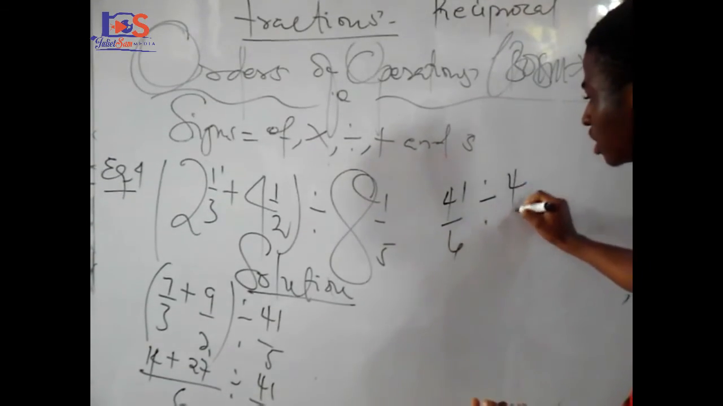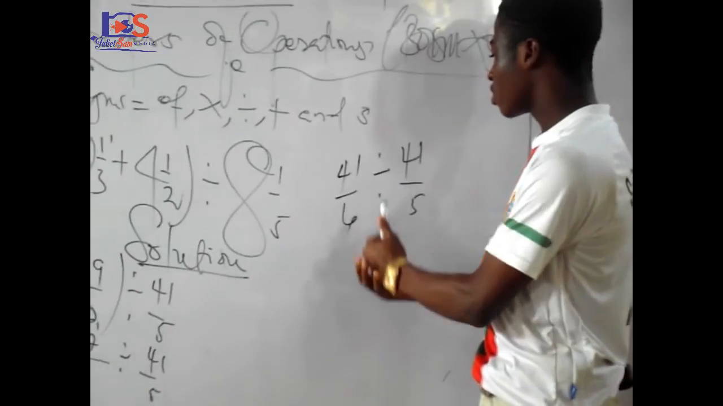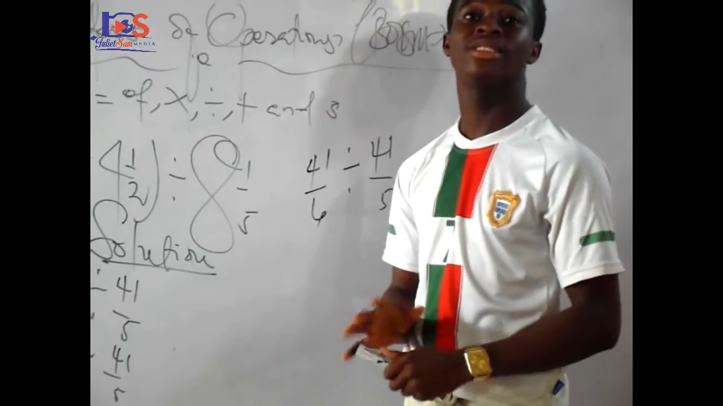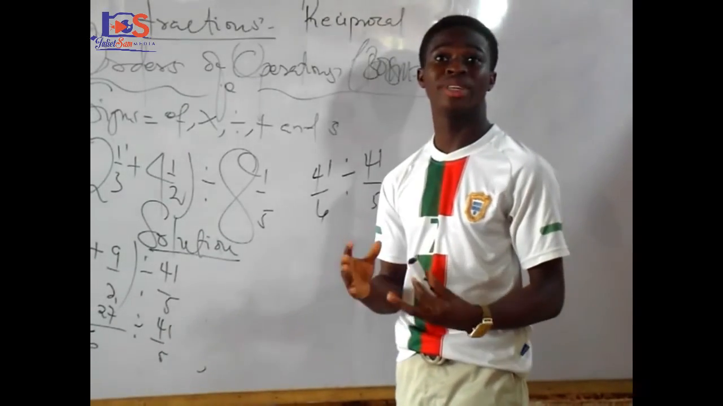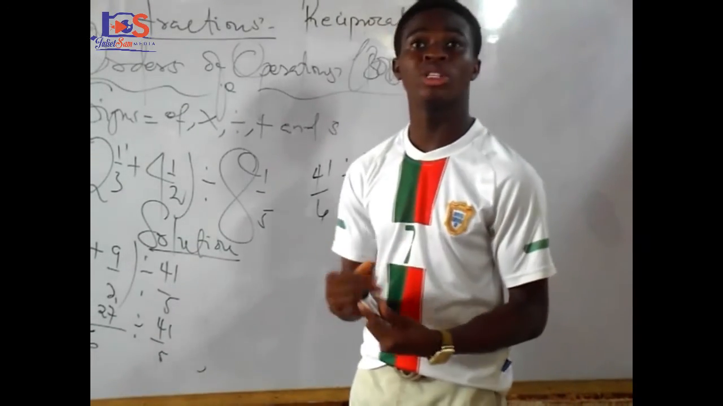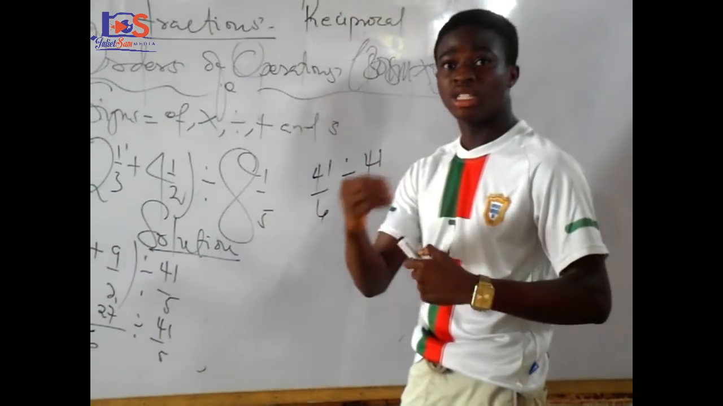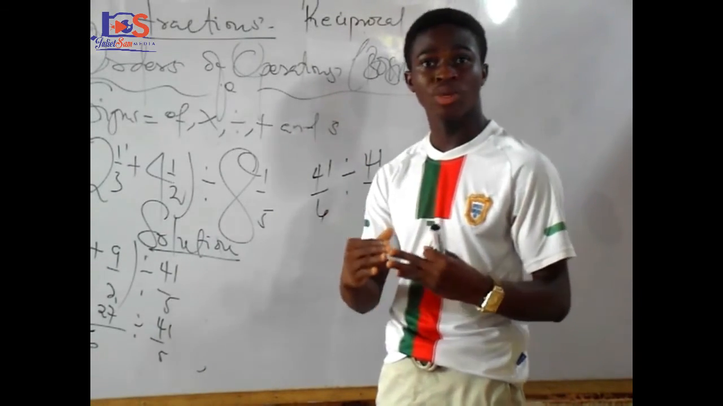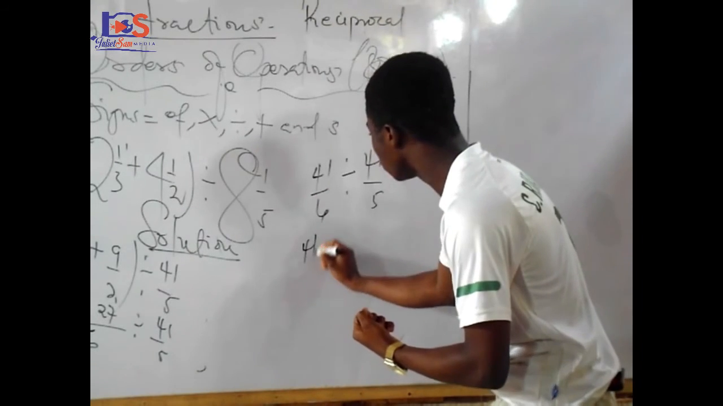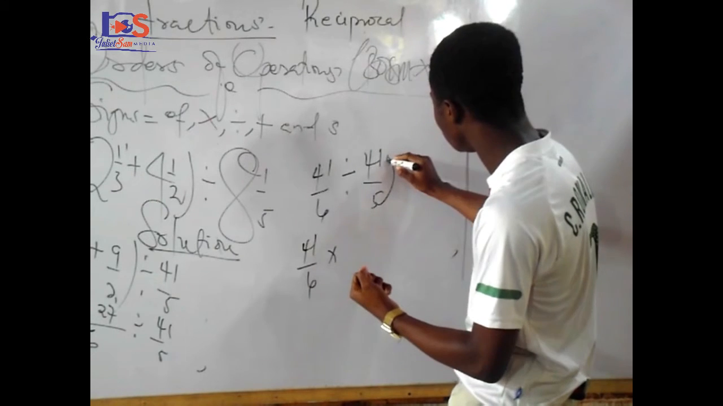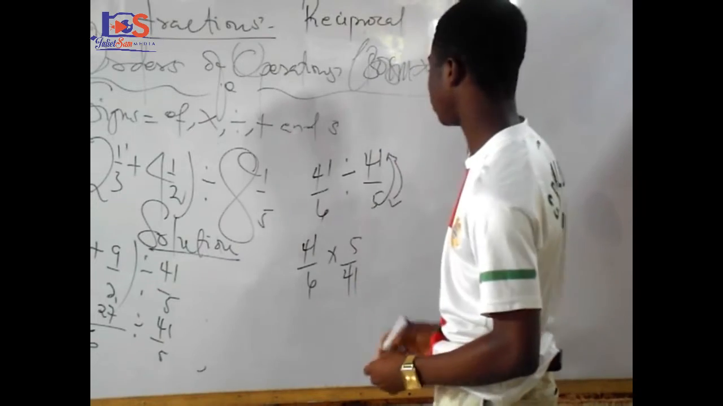Divided by 41 over 5. We want to simplify 41 over 6 divided by 41 over 5 in its lowest form. How do you do that? Unless we change the division sign to multiplication first. And in changing division to multiplication, I told you we need to reciprocate the right-hand side fraction. This is a situation whereby the denominator tends to be the numerator and the numerator tends to be the denominator. Let's do that. 41 over 6 times, this tends to be the numerator and this tends to be the denominator. We have 5 over 41.